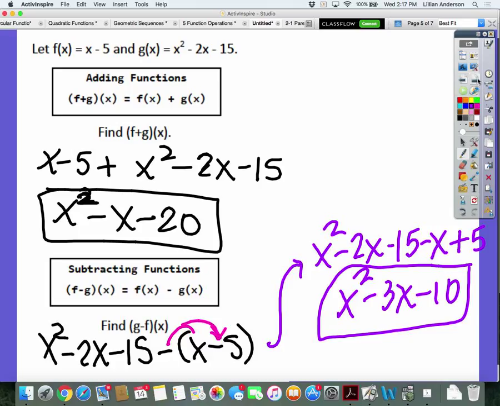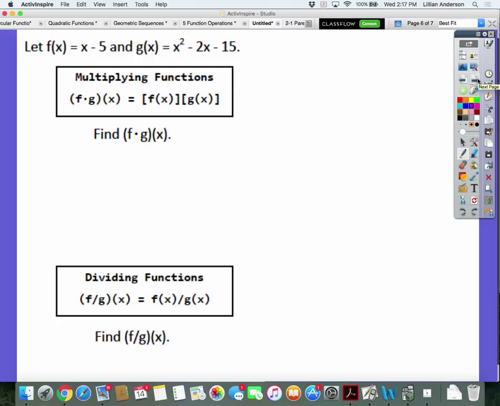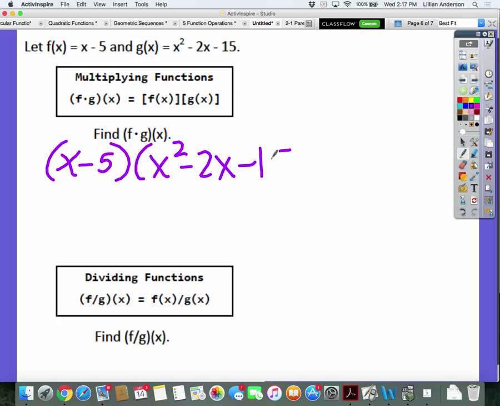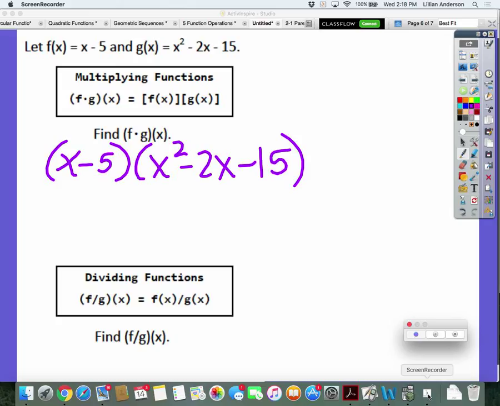Okay? Multiplying. You're going to multiply the two functions together. That literally means x minus 5 times x squared minus 2x minus 15. Well, it actually only applies to binomials here. So when you have a binomial and trinomial, it's really called distribution. So you got to distribute. Can you guys do that on your own? Okay, I'm going to give you 1 minute to multiply these. Okay, let's see how well you did.